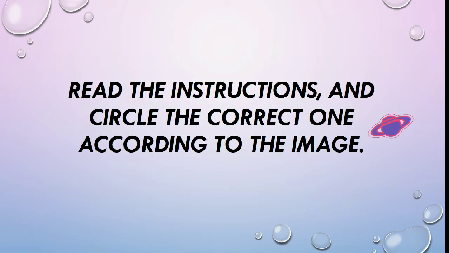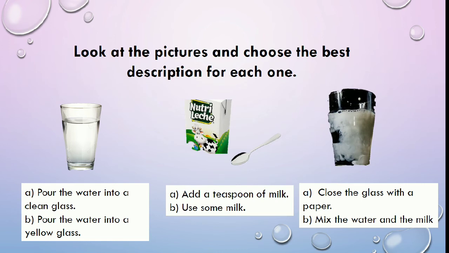Now here we have the exercise. Read the instructions and circle the correct one according to the image. Look at the pictures and choose the best description for each one. Here you have the pictures, and also you have 2 options for each one. You have to take into consideration some clue words that help you to understand the instruction better. Are you ready, guys?